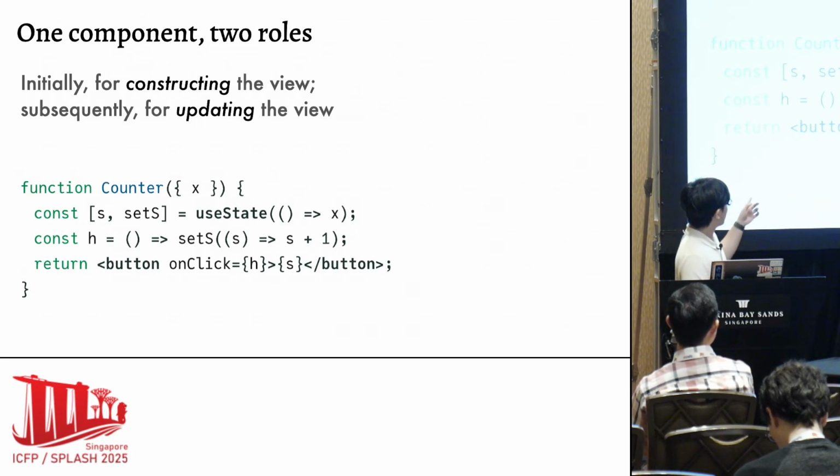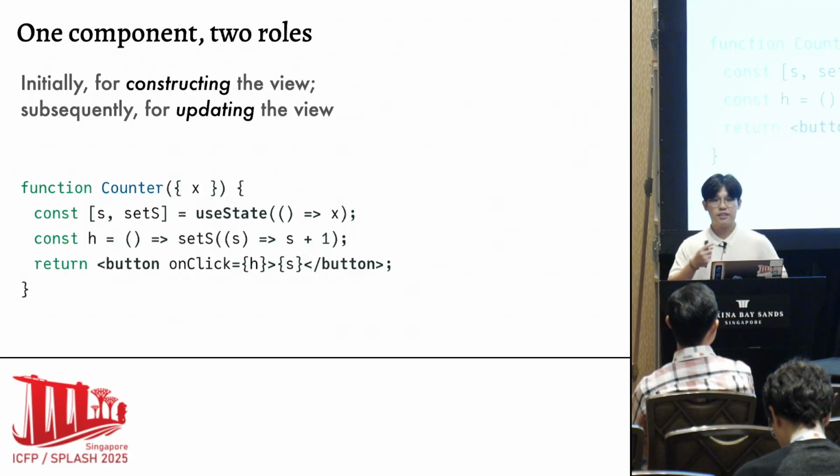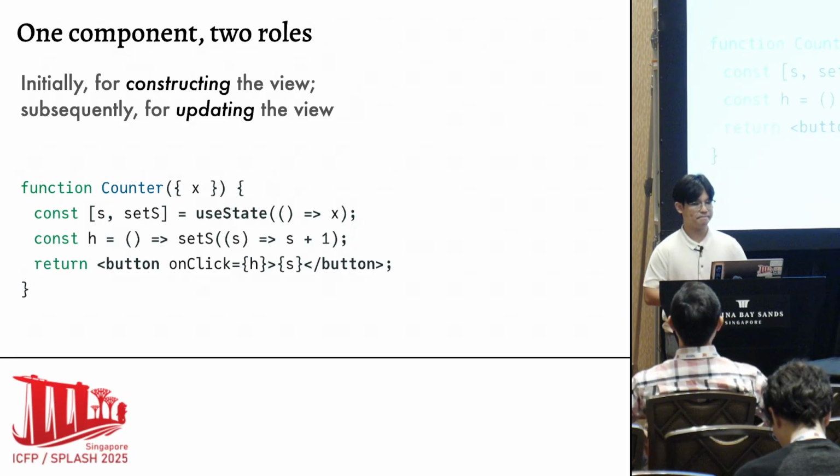So here's a counter component to illustrate this. When first called, useState uses the provided argument x to initialize the state s. And when the user clicks the button, it triggers a re-render, causing React to call the counter again. But this time, useState performs a completely different task of returning the previous state value. And as a side note, you can't simply update a JavaScript variable s to update a state, even if it weren't a const. So all updates should go through the setter function setS.